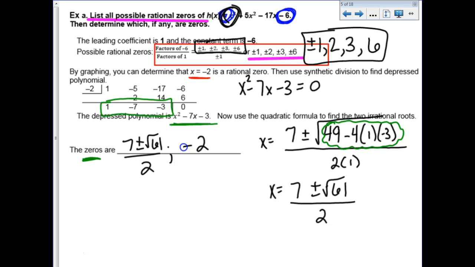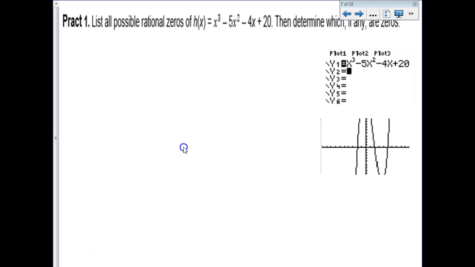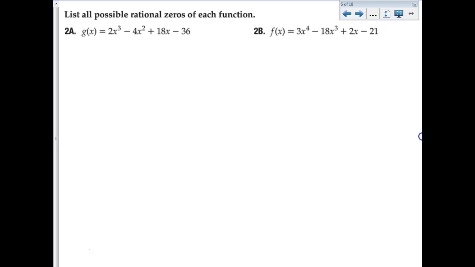Next question. I want you to practice just listing out all the possible zeros first, and then we're going to go to the calculator and see if we can easily see all the rational zeros. I think on one of them at least we will. All right, so practice 1. Oh, you know what, before we get to that one, let's do one that's more exciting. This is not on your paper anywhere, guys. Just watch on the board.